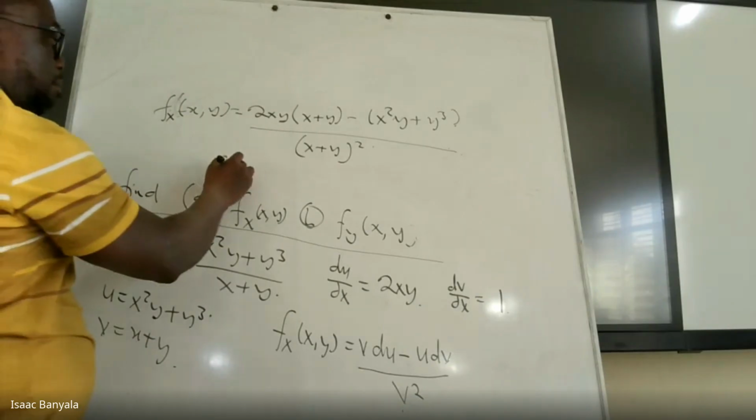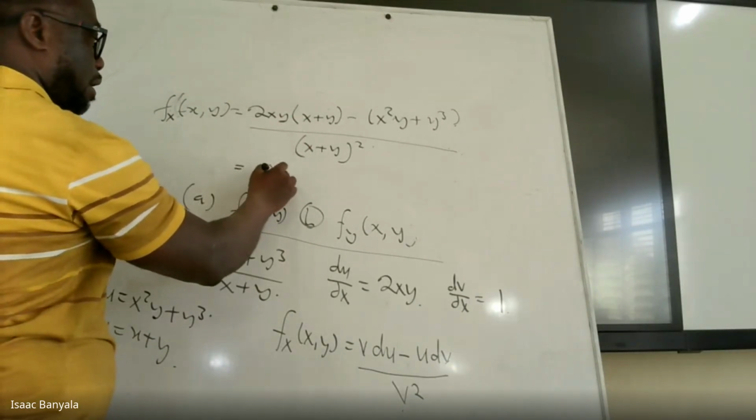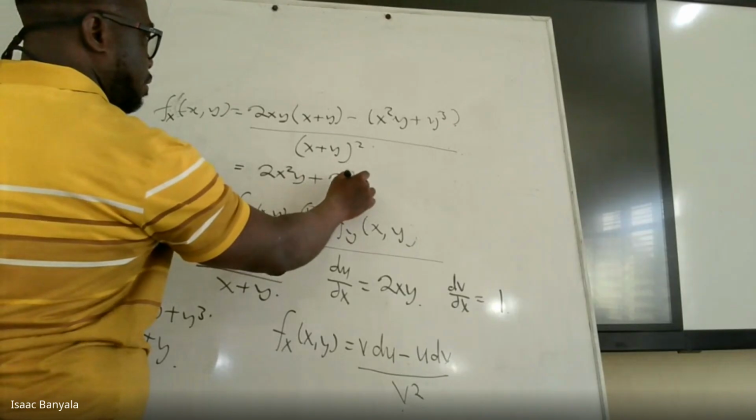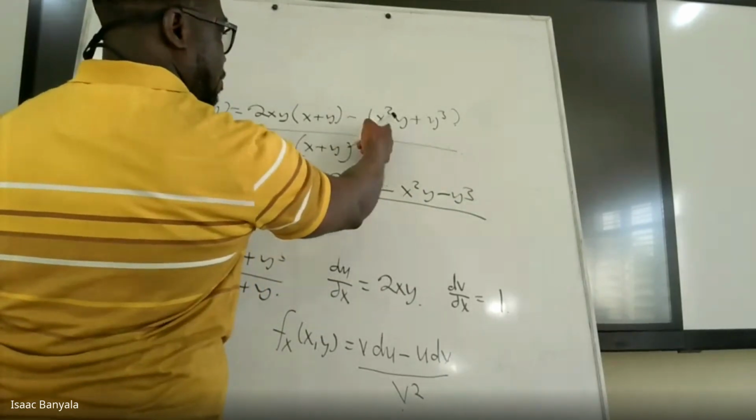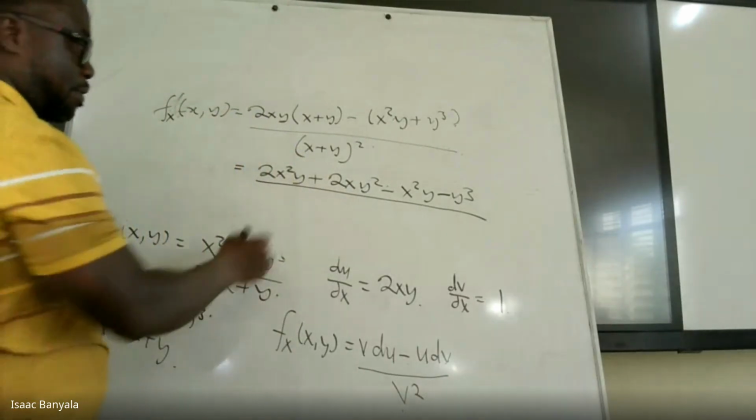So let's expand. This multiplied by that gives 2x squared y plus 2xy squared, so minus x squared y, minus y cubed. Why is it minus y cubed? Because it is affecting the whole term in the bracket. As I said, it will affect this one, this and that. They are all in brackets.